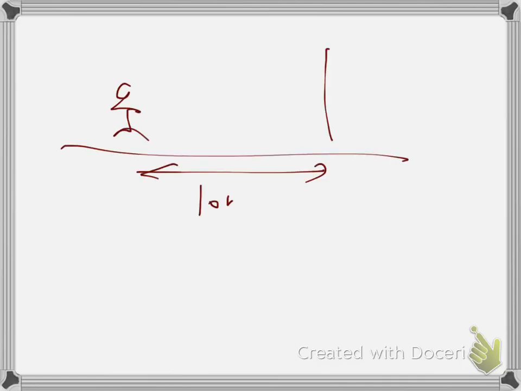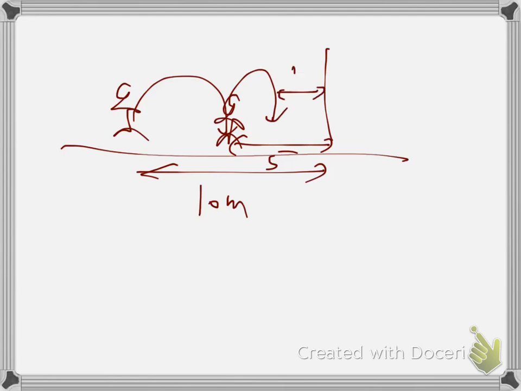Suppose you are standing here and there is a wall. The distance between you and the wall is 10 meters. Suppose I put a restriction. Always you should walk half the distance between you and the wall. So first you jump to 5 meters, because half of 10 is 5. So now you are here. Then again you jump half, to 2.5. So you are at a distance of 2.5. Then again you jump half, to 1.25. Like this you are always walking half of the remaining distance.